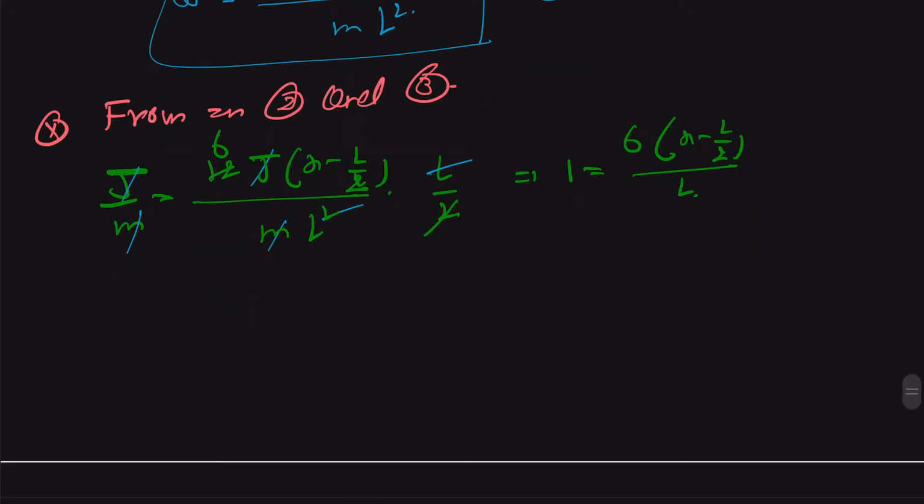Now it's a simple calculation. So we get L is equal to 6x minus 3L. So this gives us 4L, and x will be equal to 4 by 6 times L, which is nothing but 2 by 3 L. So it means the hammer blow should be at a distance of 2 by 3 L.